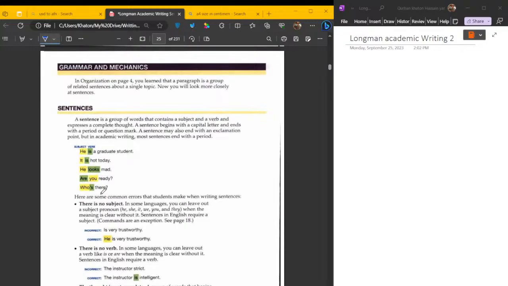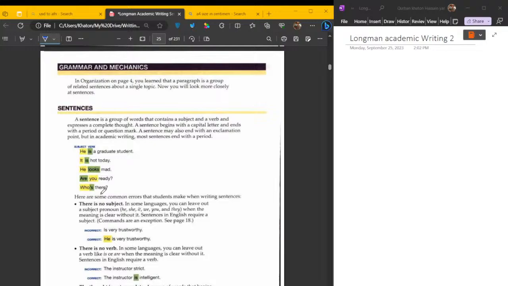In Organizing, page 4, you learned that a paragraph is a group of related sentences about a single topic. Now you will look more closely at sentences.